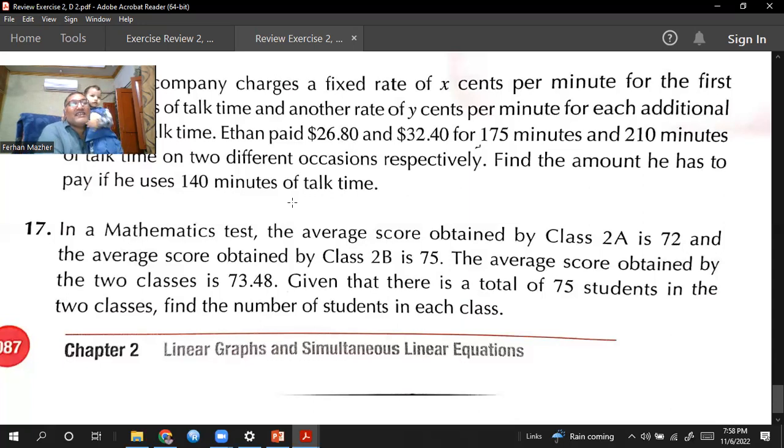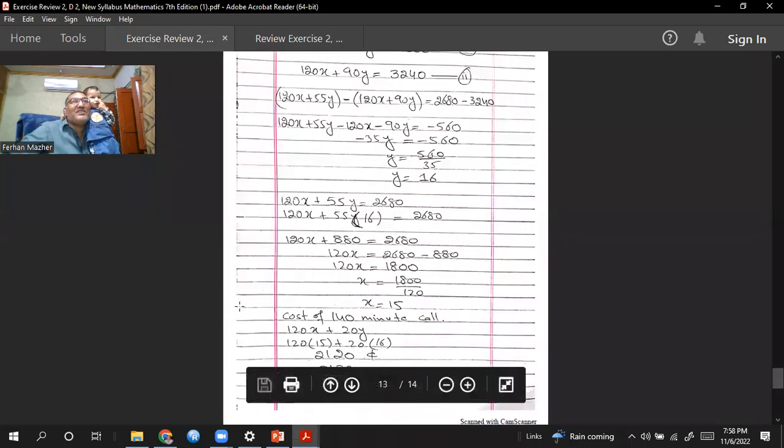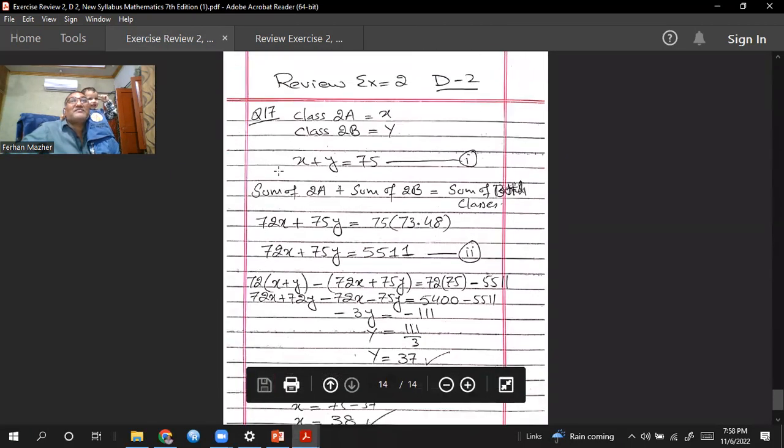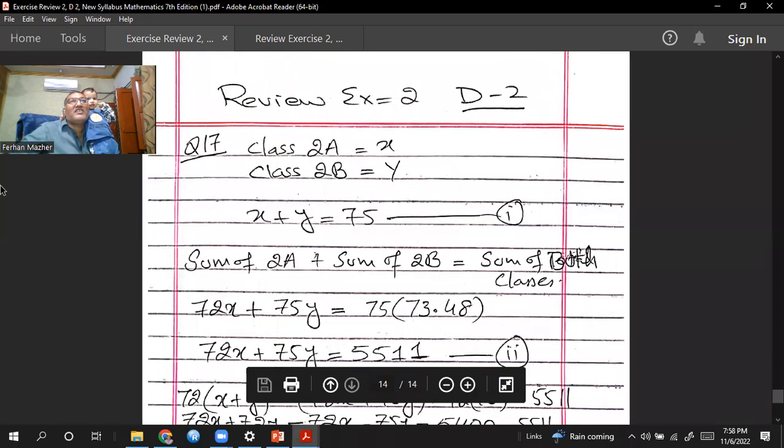They have told us that the total number of students in both the classes is 75. So we will have X plus Y equals 75. So let's see how we have solved it. I've tried to explain to you, but the actual question is here. Here is the actual solution.